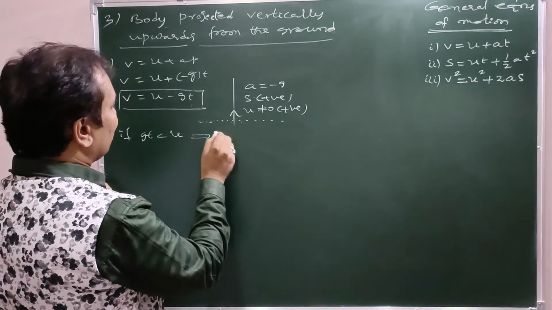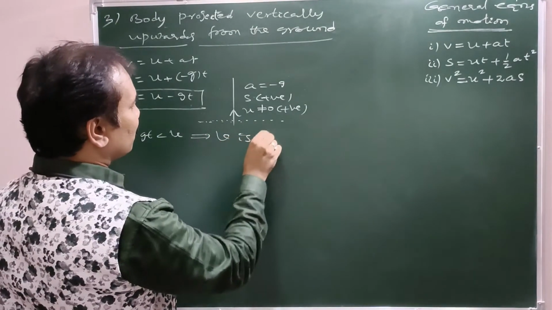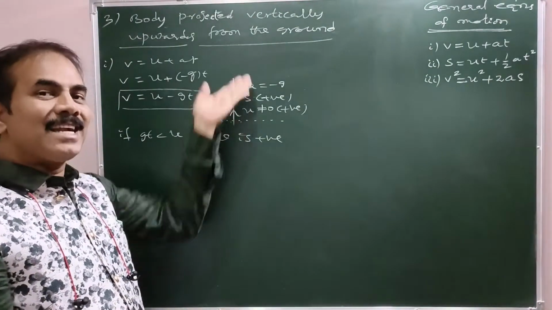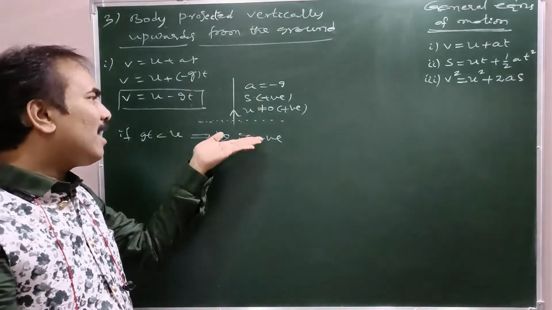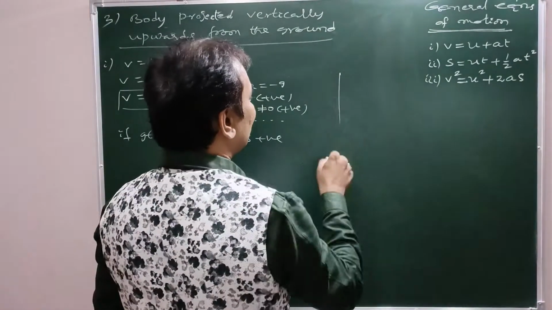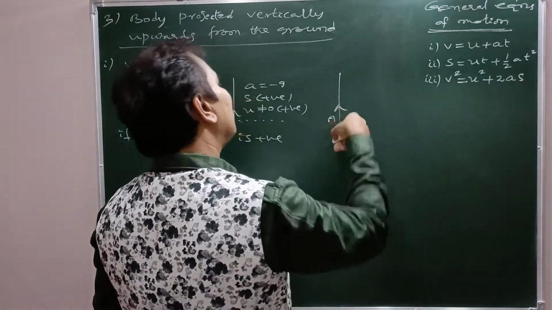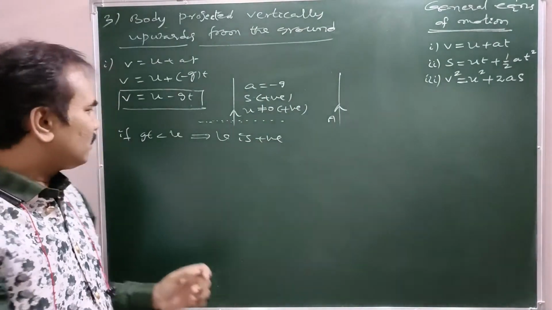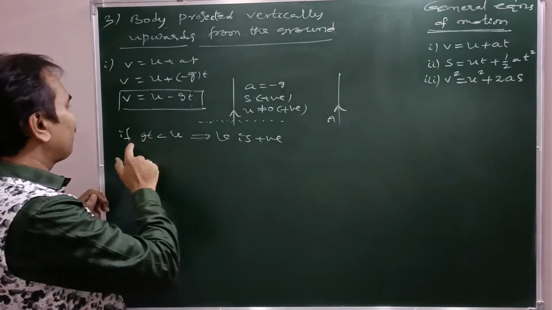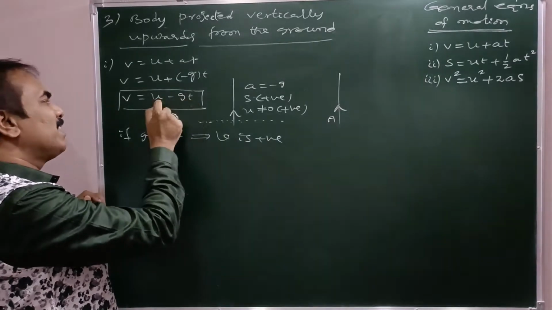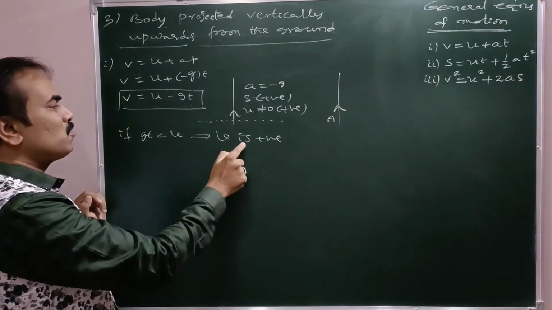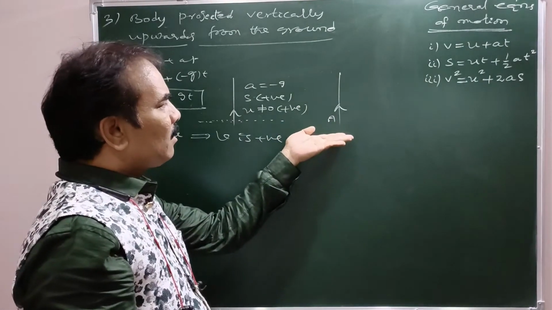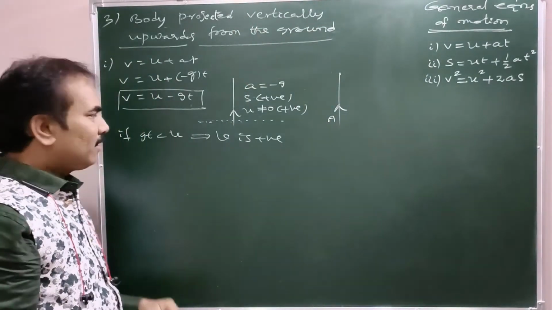So v is positive, in the sense that the body is still in ascending motion, right? Still going up, it has not reached the highest point. So what is the reference here? If the second term gt is less than u, v comes with a positive sign, which means the body is still going vertically upwards, right?